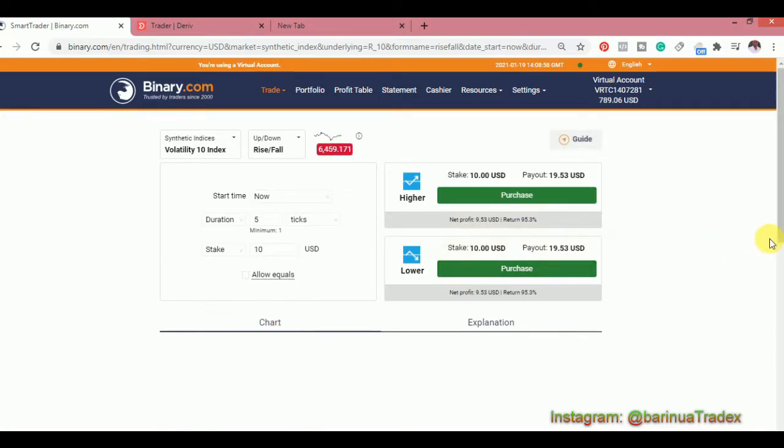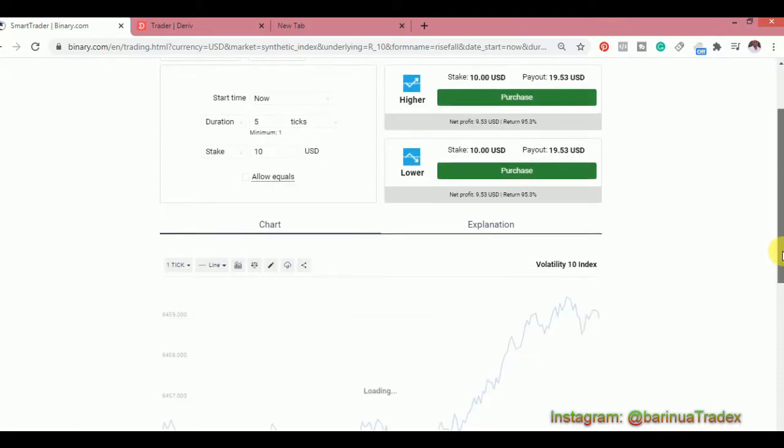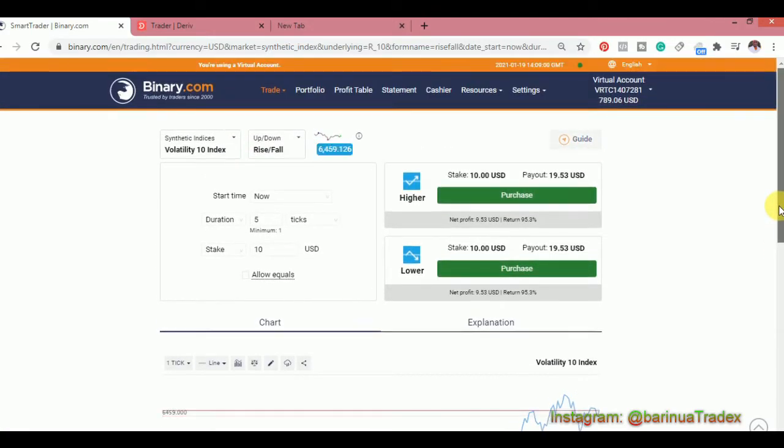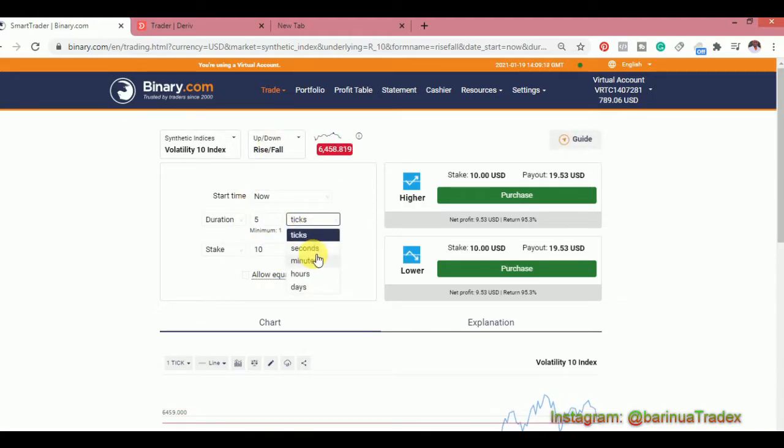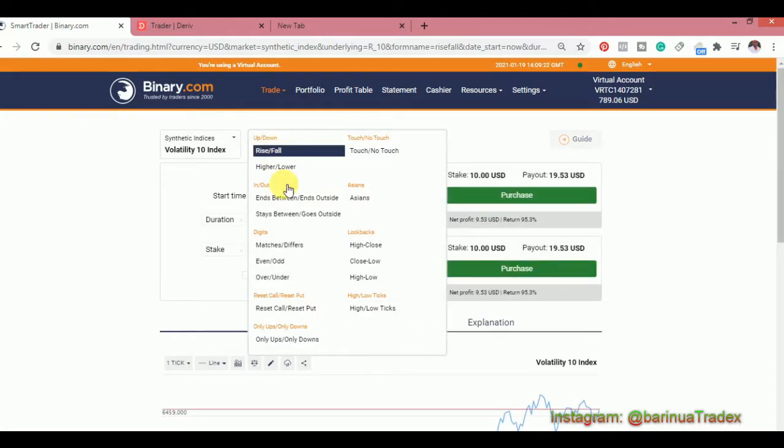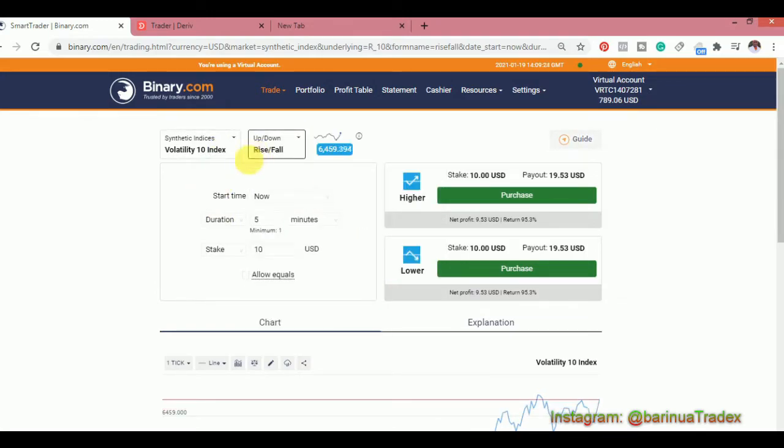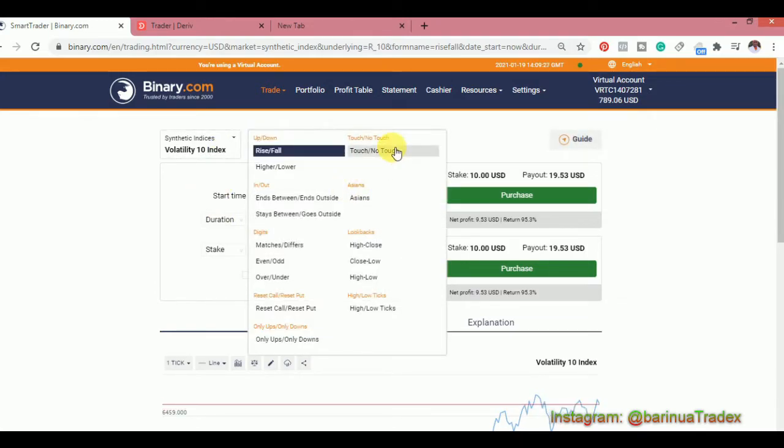Now while I'm on this interface, I normally switch to this chart, and this is pretty cool. When you first log into this interface, just like you see here, it comes up with a default like this. I just switch the market right now, and it always comes with the default like this. So what you have to be sure to do is switch to minute. Then this is always rise and fall by default, so let's switch this rise and fall to touch no touch.